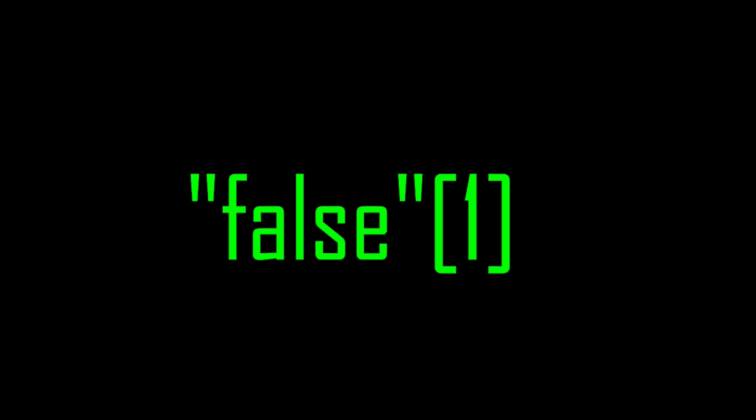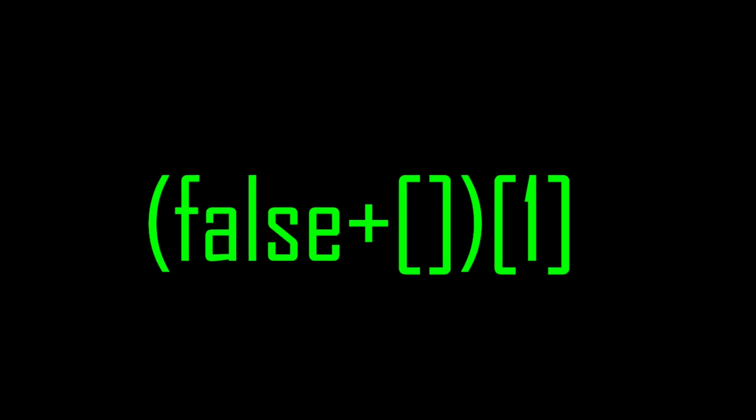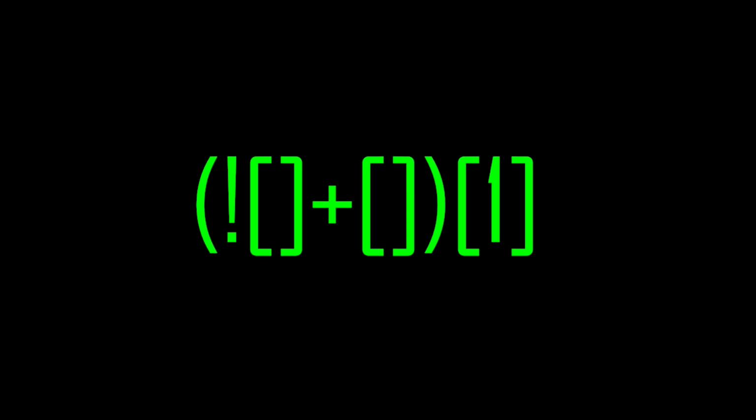The character a is found at the second character in false, so it can be broken down into accessing false at array index 1. False can be made from adding the false bool value to an empty array, so we can throw that into some parentheses next to the array accessor. To get the false bool value, we can use the negation operator on any truthy value, such as an empty array, so we can rewrite false as not empty array.